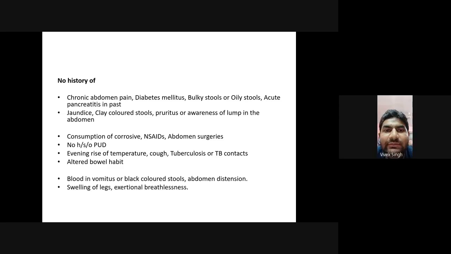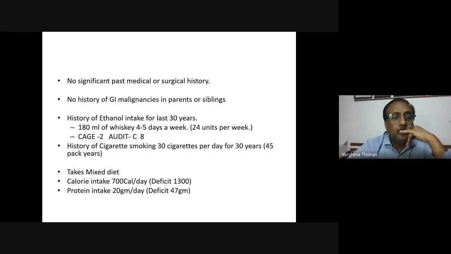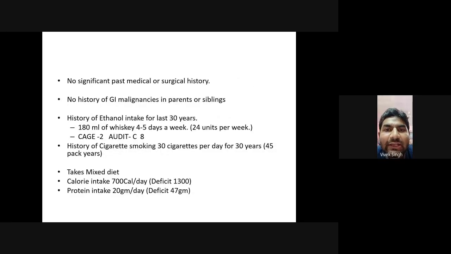I changed the slide. Okay, next slide. There is no significant past medical or surgical history. No history of any GI malignancies in parents or siblings. The patient gives history of ethanol intake for the last 30 years. He takes about 180 ml of whiskey 4 to 5 days a week, which accounts to about 24 units per week. His CAGE score is 2 and AUDIT-C score is 8. He also gives history of cigarette smoking, 30 cigarettes per day for the past 30 years, which amounts to about 45 pack years.